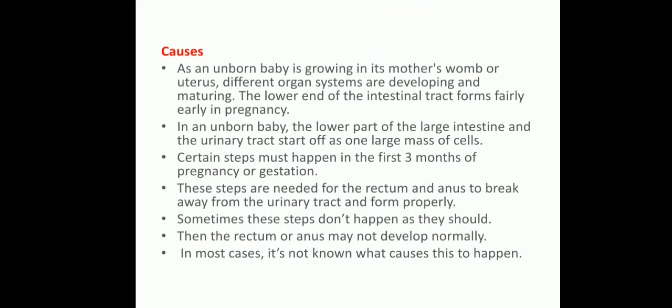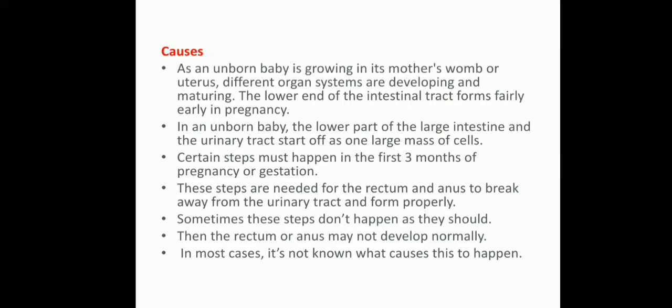Next, what are the causes of anorectal malformations? As an unborn baby is growing in its mother's womb or uterus, different organ systems are developing and maturing. The lower end of the intestinal tract forms fairly early in the pregnancy. In an unborn baby, the lower part of the large intestine and urinary tract starts off as one large mass of cells.